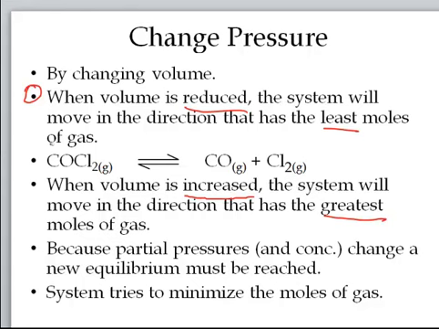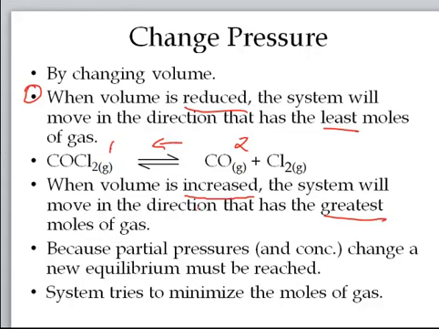So let's say I reduce the volume here. Well, how many moles do I have on this side? I've got 1 mole of gas on this side, and I have 2 moles of gas on this side. So if I reduce the volume, and another way of saying that is, of course, increasing the pressure, then the system is going to shift to the smaller number of moles. So it'll shift that way.